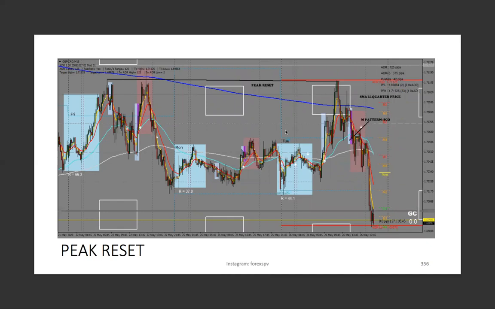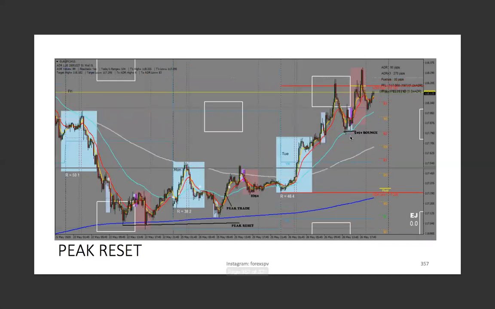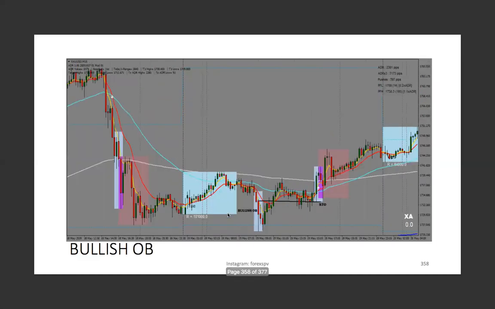So this is the blueberry. This was the first bounce, and here we have the second bounce. You see this is a peak, and our entry is there, and pattern around session changeover. And this was also a peak reset around the blueberry. So here is the first day, and this is the second day. So the peak trade and the ID 50.